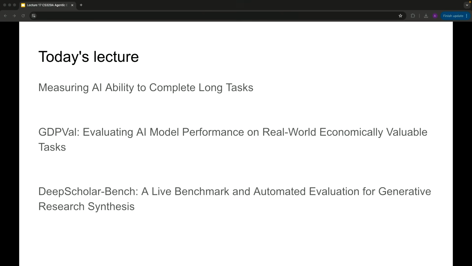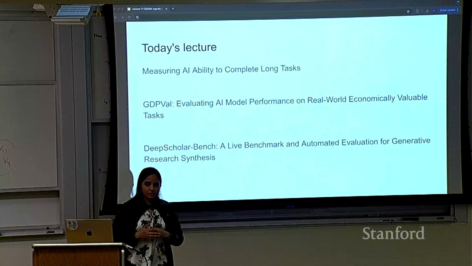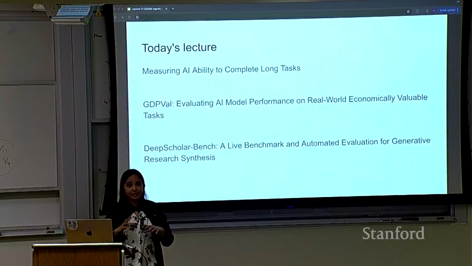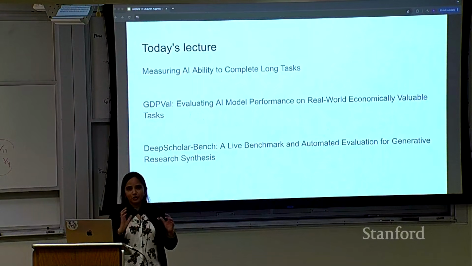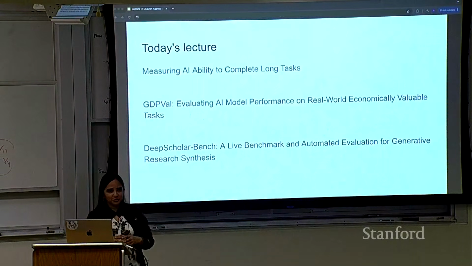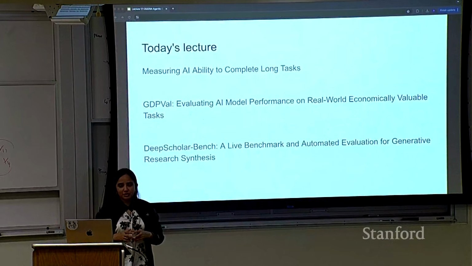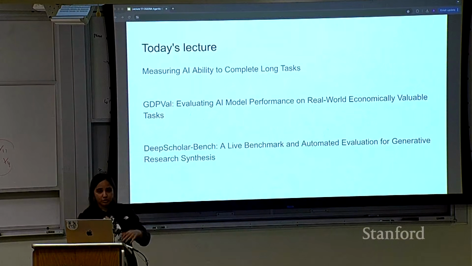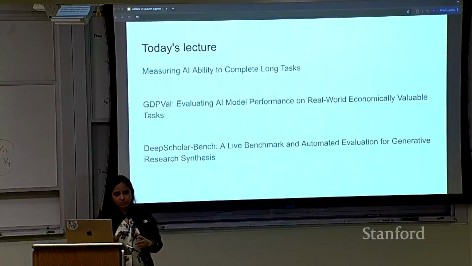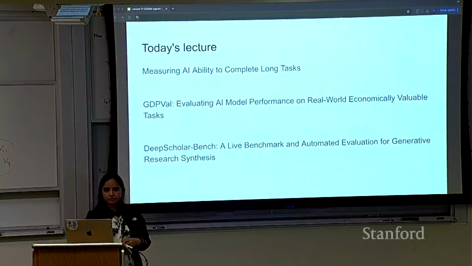And then the last paper will very much focus on deep research style tasks. It is called DeepScholar-Bench. It's out of Stanford, and it's a live benchmark focused on generative research synthesis. It takes a bunch of papers and then tries to write the related work section, a task that I have always wanted the language models to do for the papers that I write. So this measures how good a job the model does in solving these kinds of tasks.